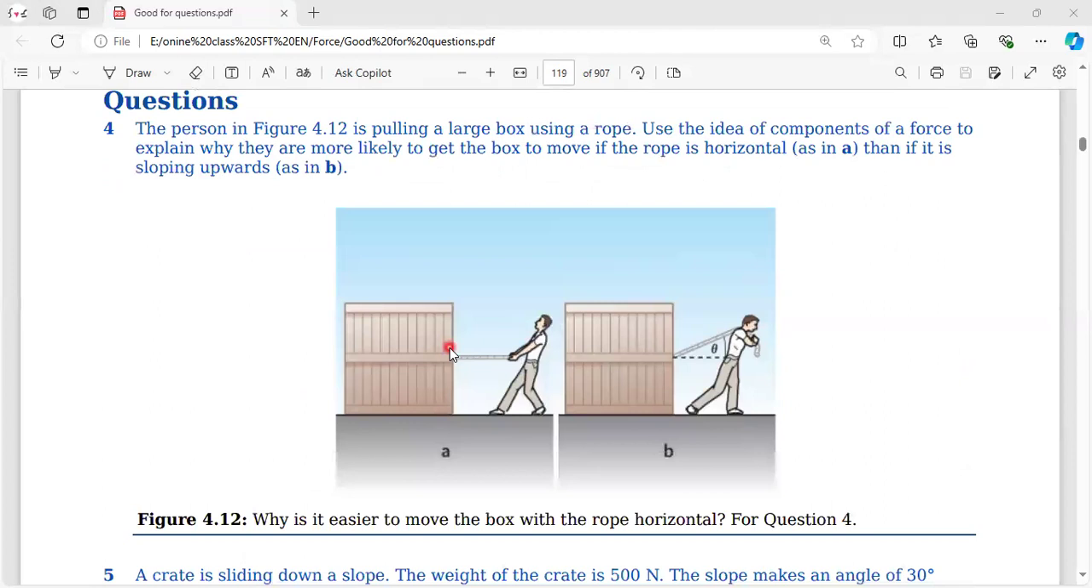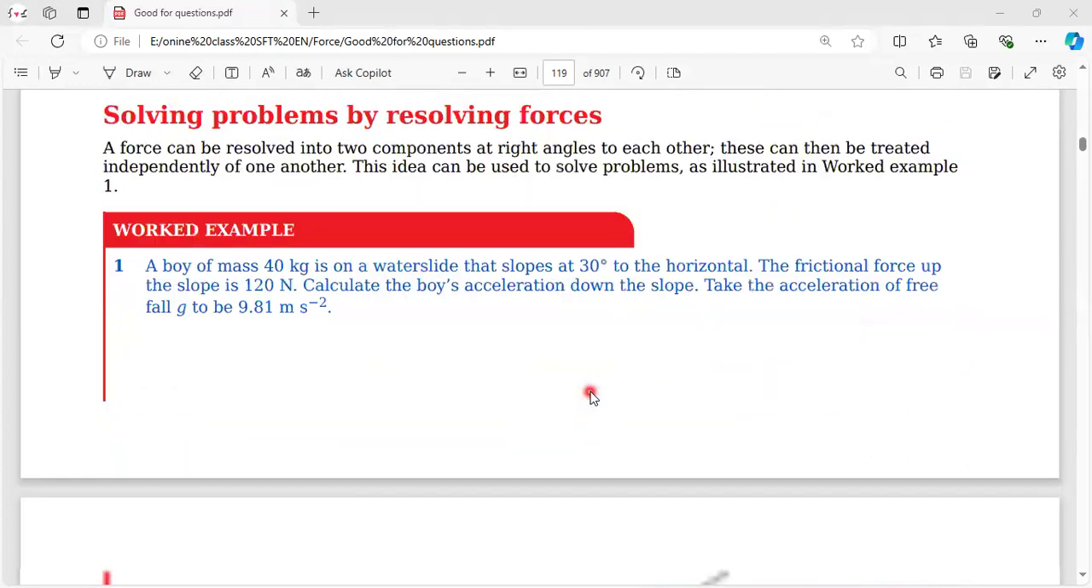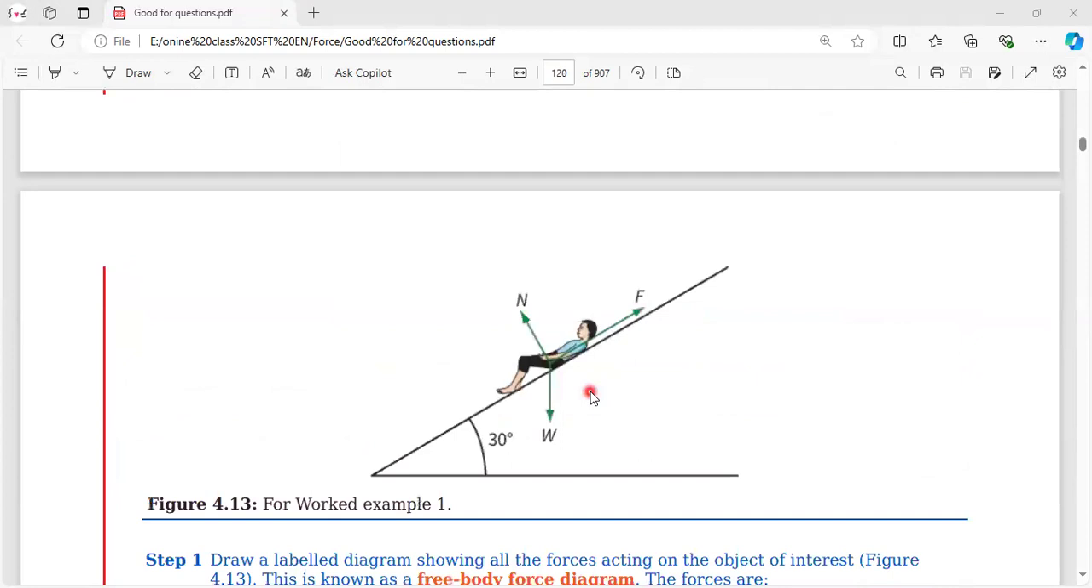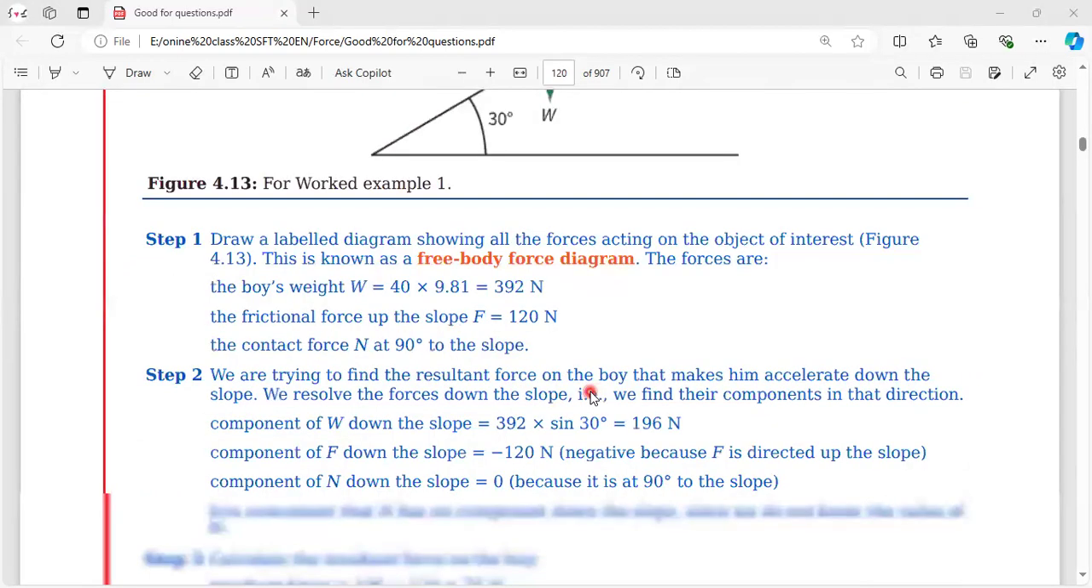And we discussed a simple example: when we resolve a force, what happened? When we resolve a force, the force value is actually increasing. So that is going to be an issue, right? It is very easy to move the box when the rope is horizontal. Let's say this is 5 newtons. And when you apply it with an angle, it becomes much larger, right? So we discussed several resolving questions, right?